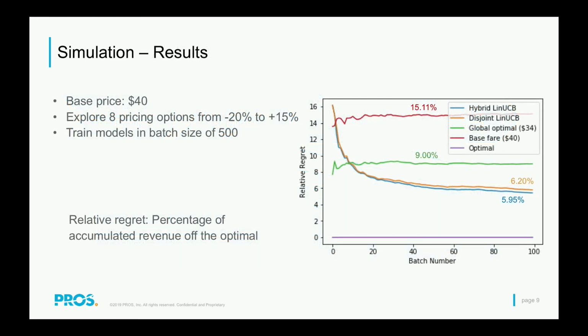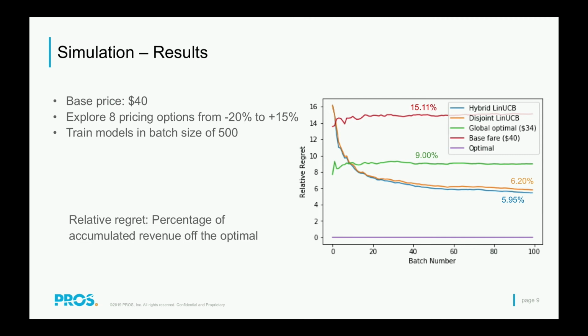So this is our results. We set a base price of 40, and we explore 8 pricing options, and we train the models in a batch of 500. You can see here, this is the base fare, and we compare all the algorithms based on the relative regret. The relative regret basically means how far the accumulated revenue is off from the optimal you can get. Because we know the true underlying willingness to pay, the optimal regret will always be 0. There's no regret.